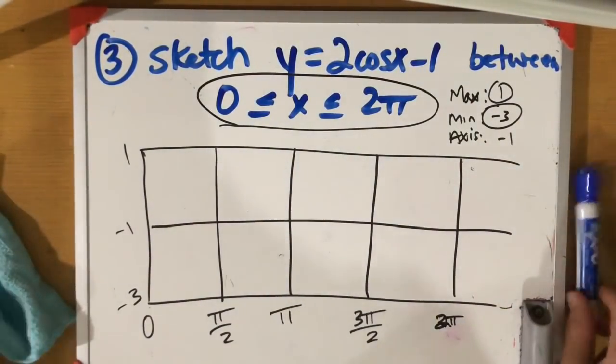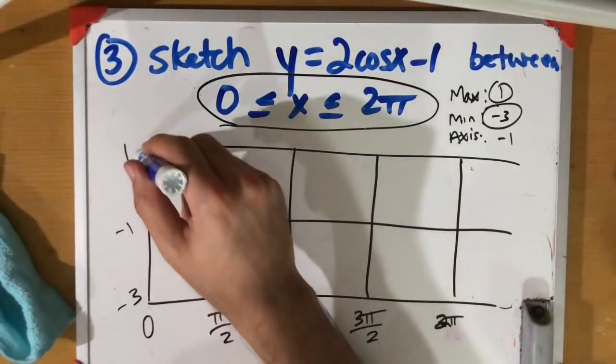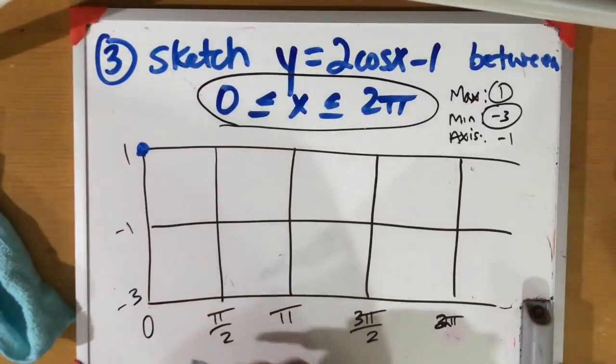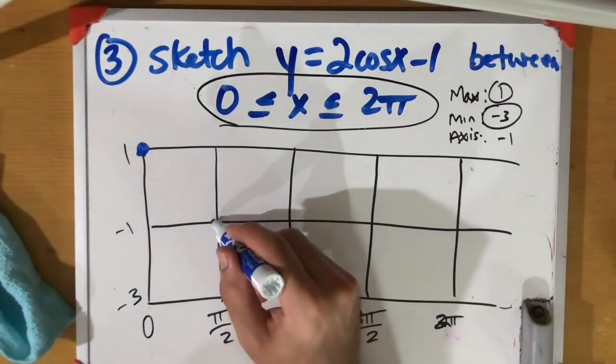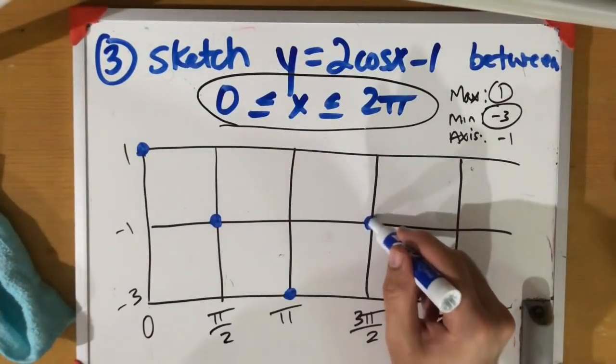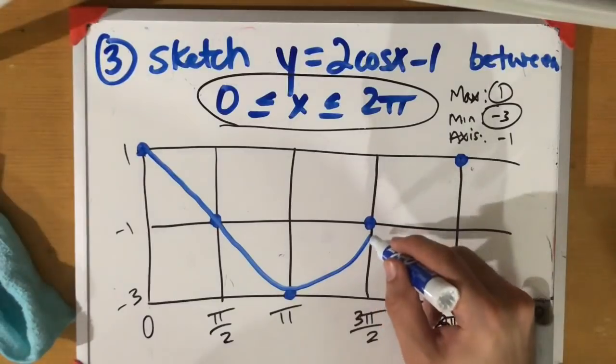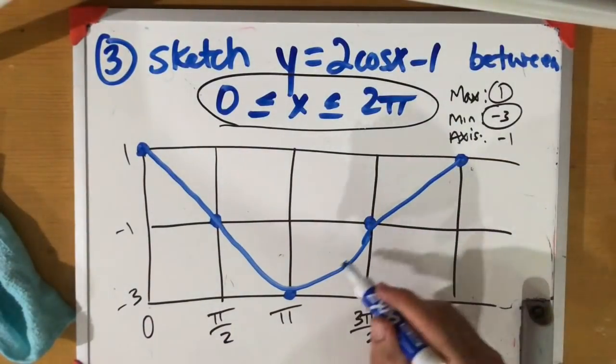You're going to do this the same way. Again, the only difference is radians. So for cosine, whenever I start at 0, I'm going to start at my max, back to axis, min, axis, and max. So this is how your graph should look.